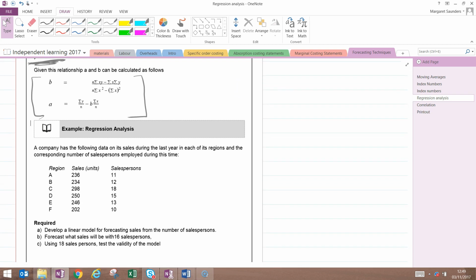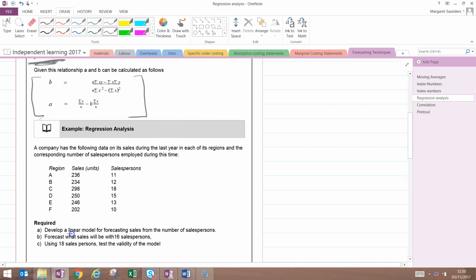So a company has the following data on its sales during the last year in each of its regions, and it's also told us the corresponding number of salespersons employed during this time. We're required to develop a linear model for forecasting the sales from the number of salespersons. We will then use that model to forecast what the sales would be with 16 salespersons, and then we can also test the validity of the model by forecasting the sales at 18 salespersons.